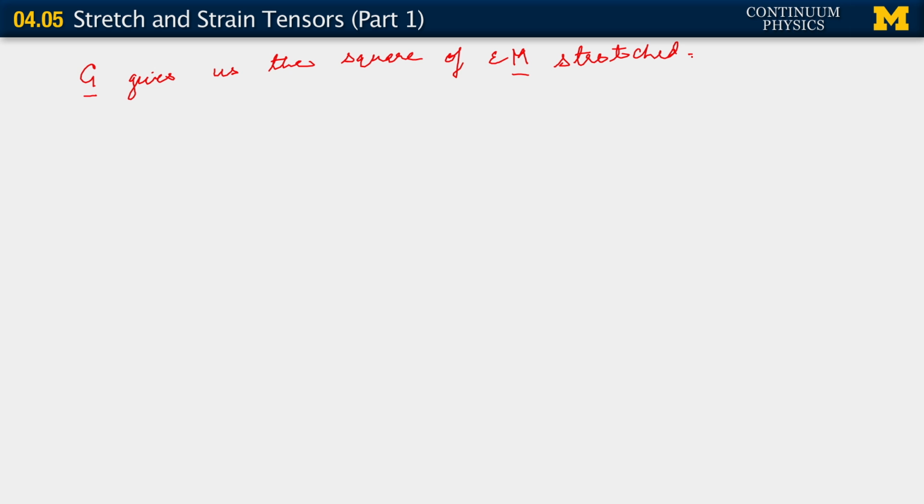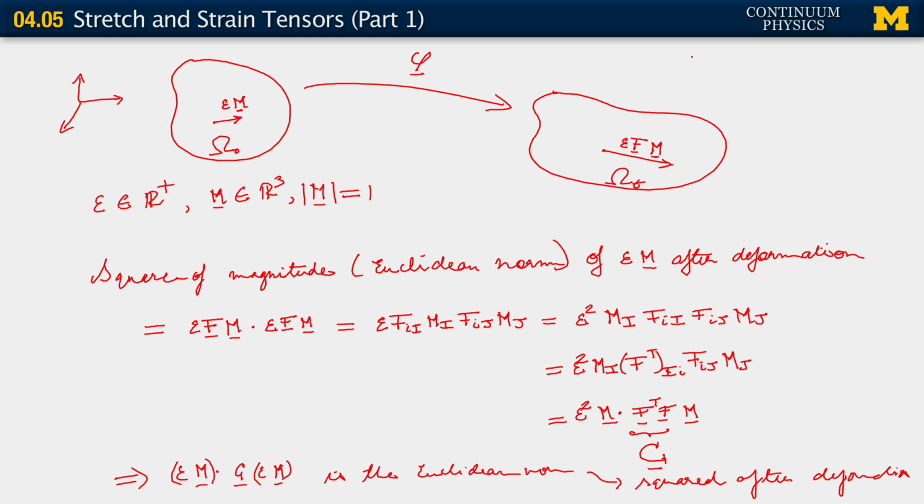Of course, I recognize that this very last sentence is somewhat colloquial. I'm just trying to convey a more physical sense of what C is doing. And how does it give us the square of epsilon m stretched? Well, we saw the result at the end of the previous slide, the result at the bottom of it. That is what we mean by it.